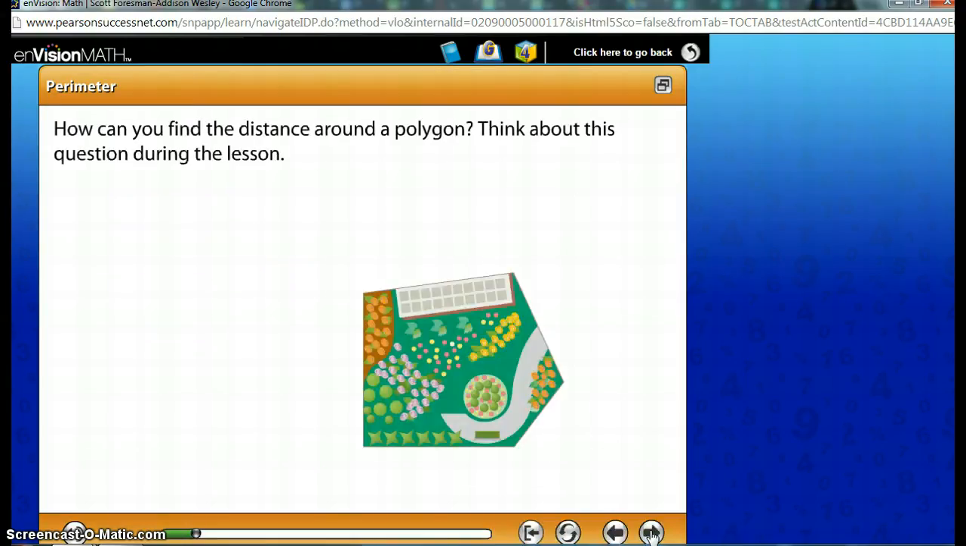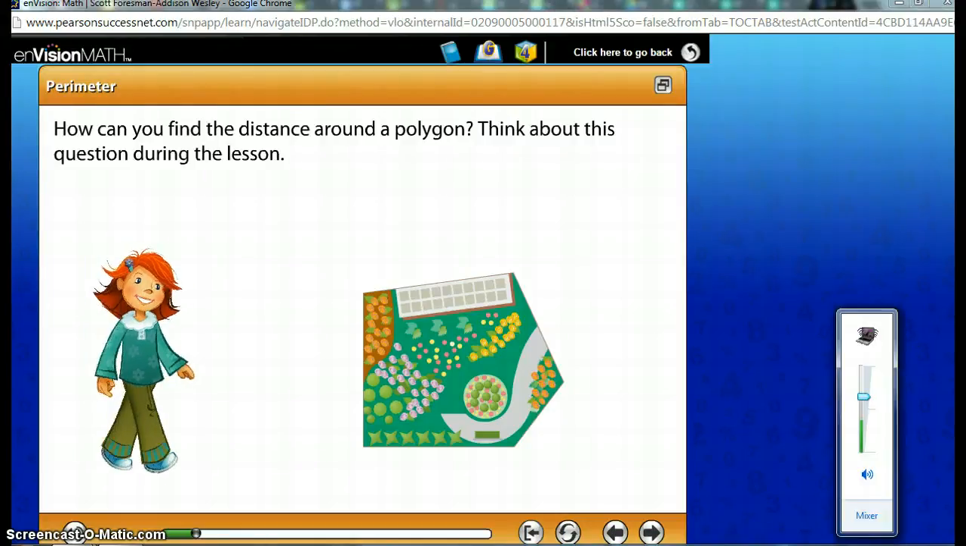How can you find the distance around a polygon? Think about this question during the lesson.